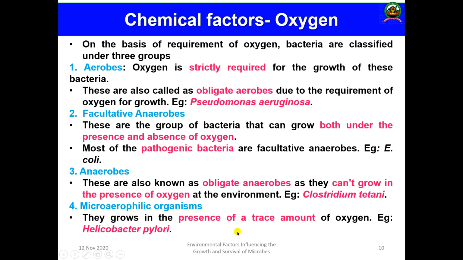In people who get ulcers, this bacterium is the cause, and sometimes the ulcer leads to cancer also. So these are the major important aspects of how bacteria are classified based on oxygen requirement.